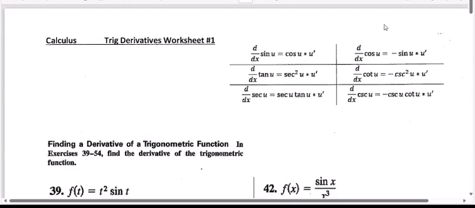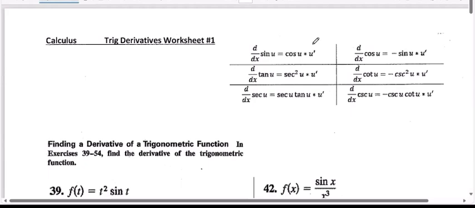Of course, in today's lecture, I'm going to walk us through the derivative of trigonometric functions. I'm going to walk you through how to differentiate trigonometric functions. When I talk about trigonometric functions, I'm talking about the sine, the cos, the tan, and so on.